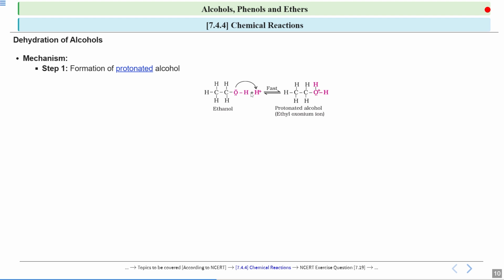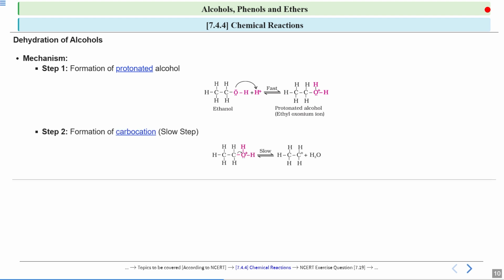Okay, so what will happen? In the first step, you will form a protonated alcohol, and this reaction is fast. The speed of this reaction is fast. Now step 2, what happens? There is formation of a carbocation. In step 2, a carbocation is formed.